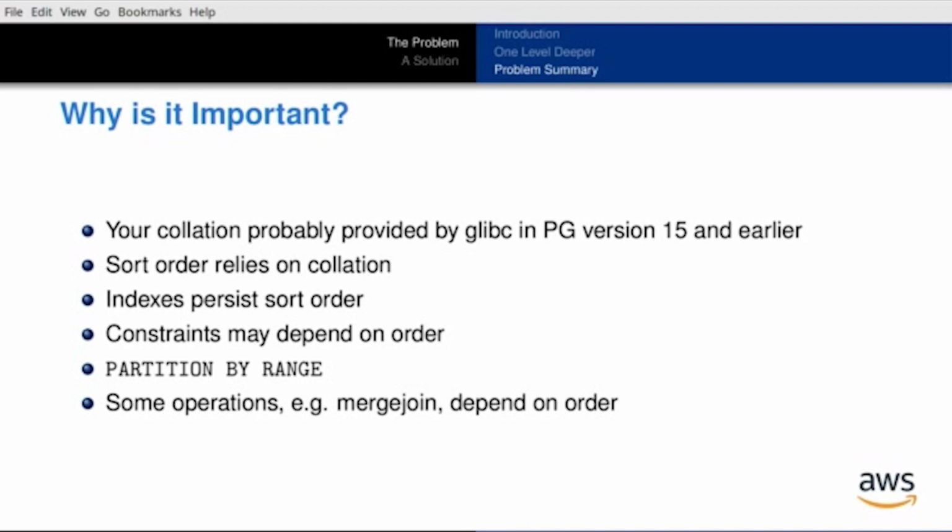Your sorting relies on the collation. Your indexes persist that sort order. Constraints may depend on order. Partitioning by range depends on that order. Merge join, and probably others. I'm sure there are more examples that we could come up with that would be broken due to this.